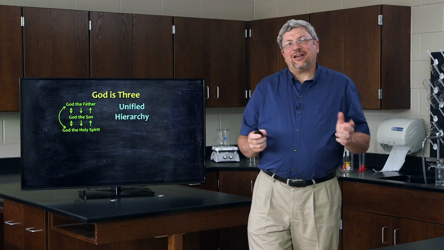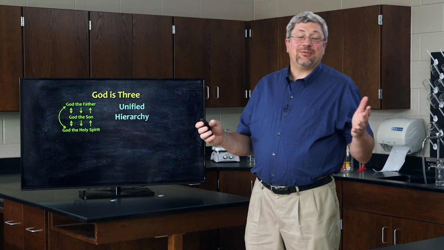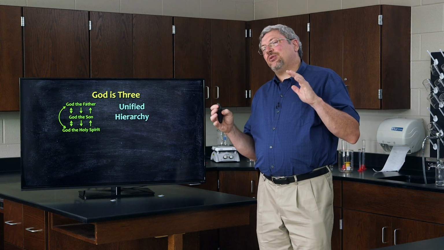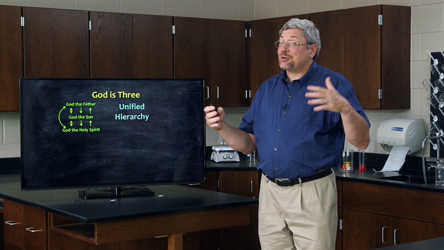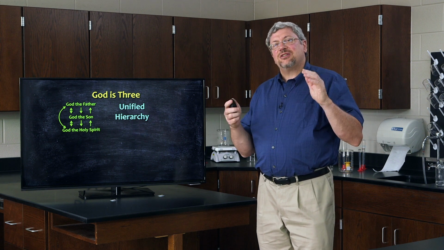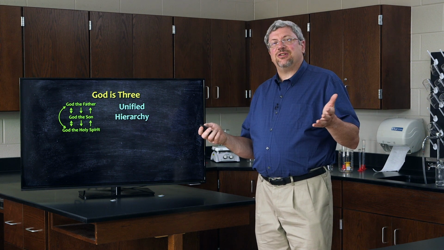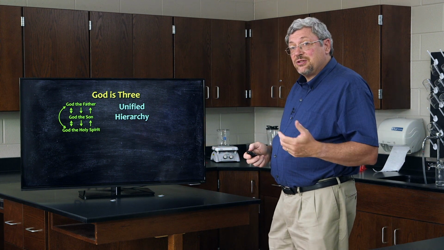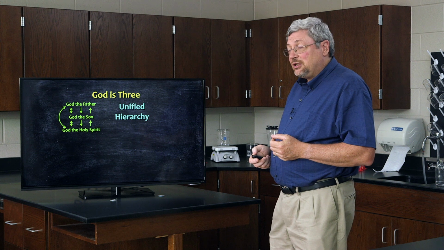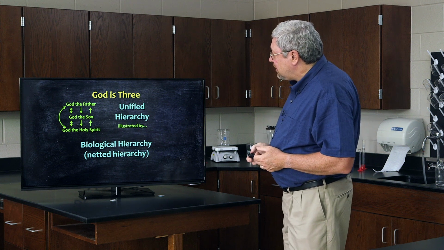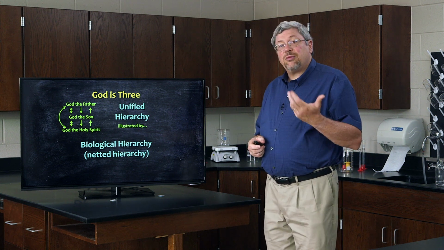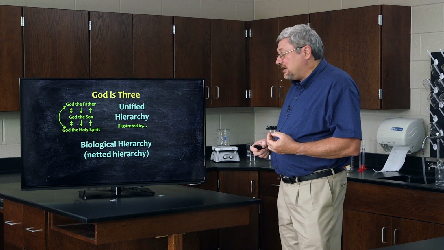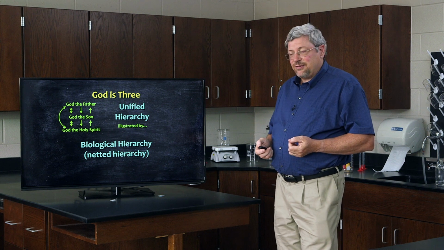The unified hierarchy of the Godhead is something like other aspects of the Godhead that cannot be seen. Yet God wants us to see those things, or at least understand those things. So He's created physical illustrations of His unified hierarchy, and in particular placed those illustrations in the biological world. I believe in the case of the unified hierarchy, He illustrates that with biological hierarchy. In particular, something I call the netted hierarchy of life.